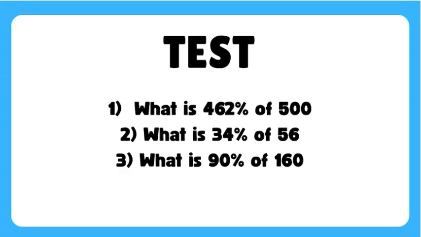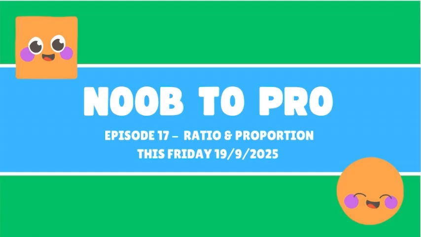So now here's the test. You know the drill. You have to give me the answers for these questions in the comment section, and I will give you feedback. So the questions are, what is 462% of 500? The second question is, what is 34% of 56? And the third question is, what is 90% of 160? Two of these questions use the 2 tricks, and then there's one question where you just have to use a normal formula.